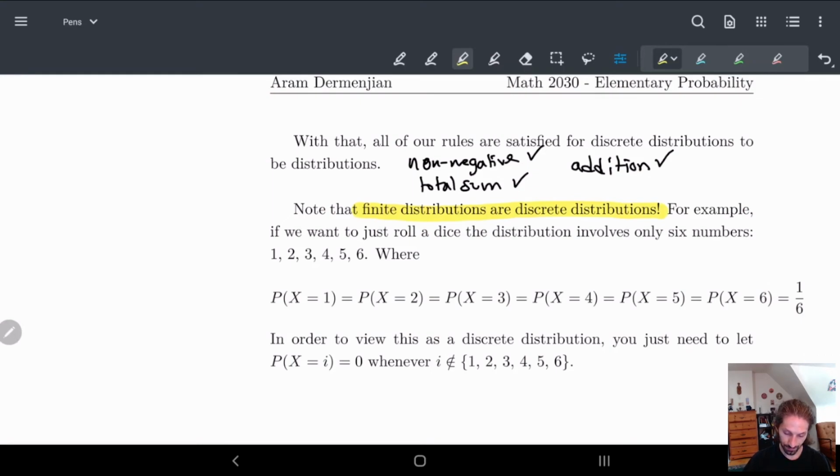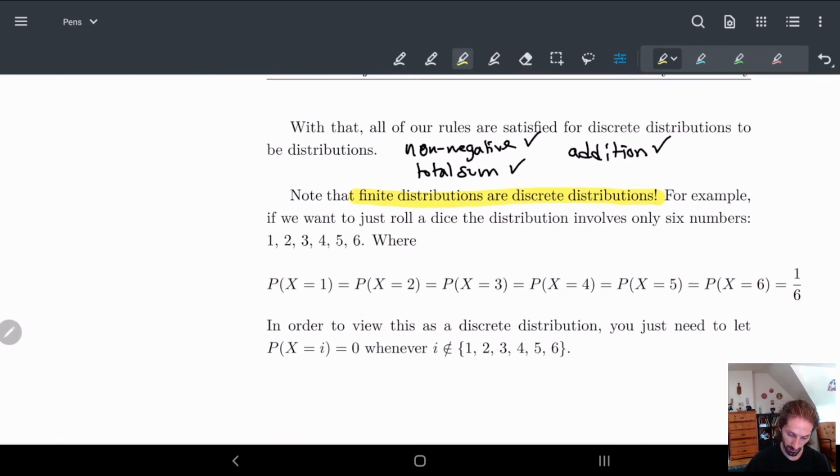Like here, I give the same example of rolling a die, and it's exactly what we think. The probability of each of 1 through 6 is 1/6, and everywhere else I just get 0. So I will stop here for this video. We'll look at an example of this in the next video. I will see you then.